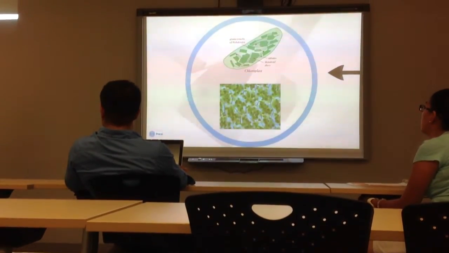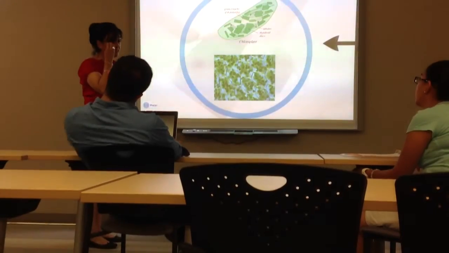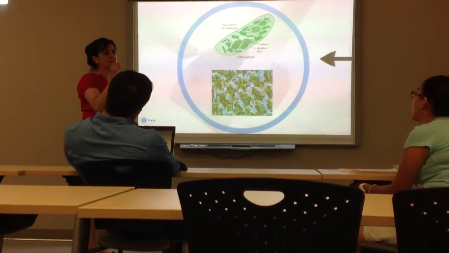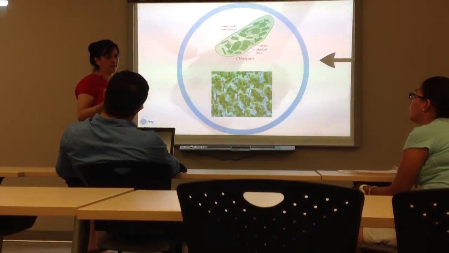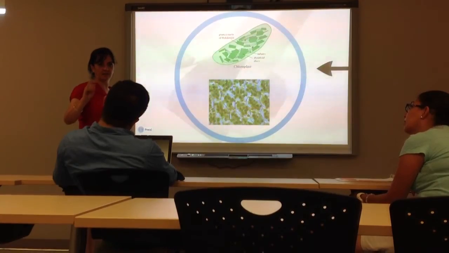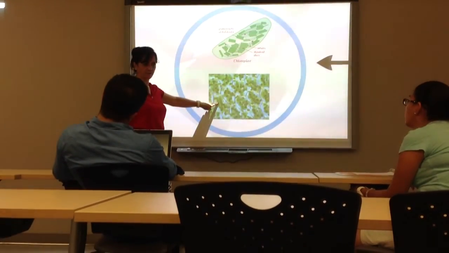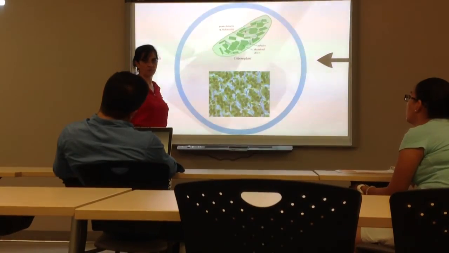Other organelles that are only in plant cells are the plastids. And the most important plastids for us are the chloroplasts, because they have the chlorophyll that is used in the photosynthesis. It's a micrograph of chloroplasts, and it's a group.